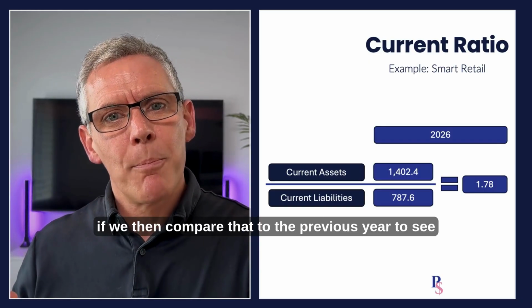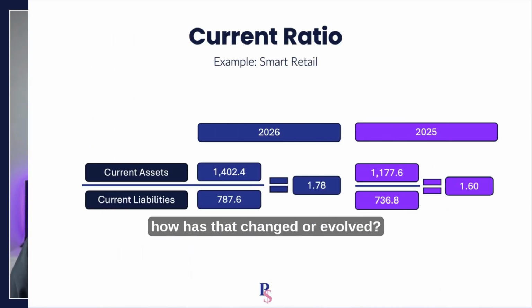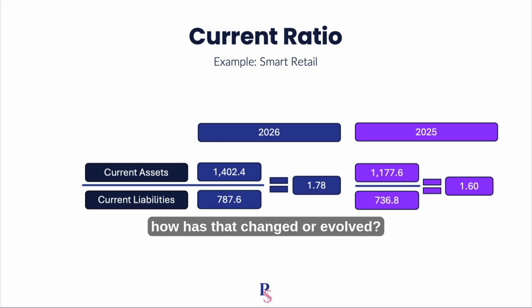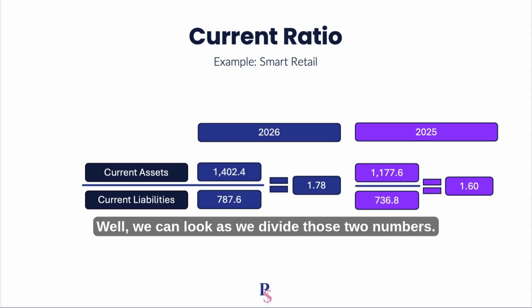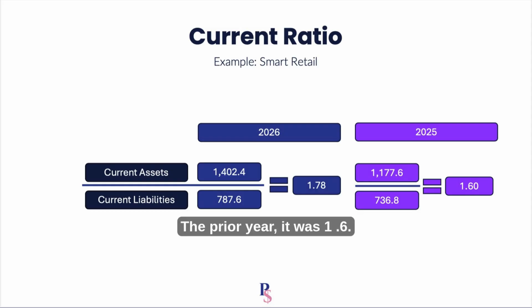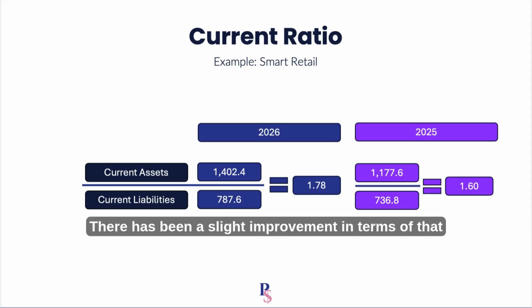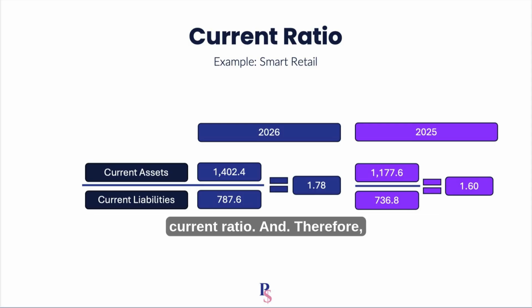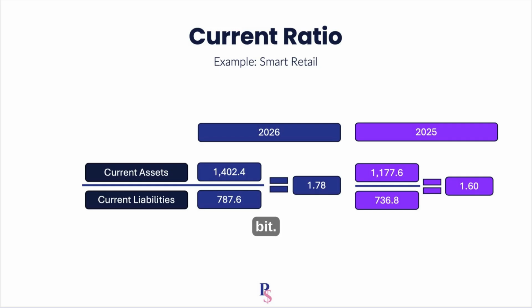Now, also, if we then compare that to the previous year to see how that has changed or evolved, well, we can look as we divide those two numbers. The prior year, it was 1.6. So there's been a slight improvement in terms of that current ratio, and therefore it looks like the stability has improved a little bit.